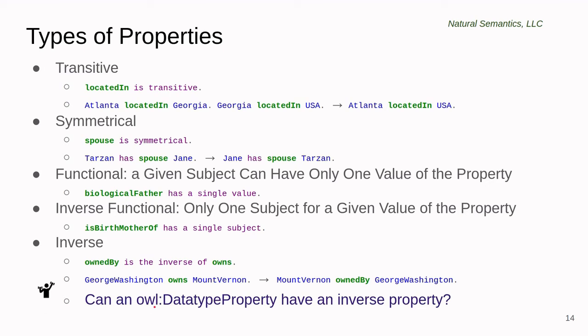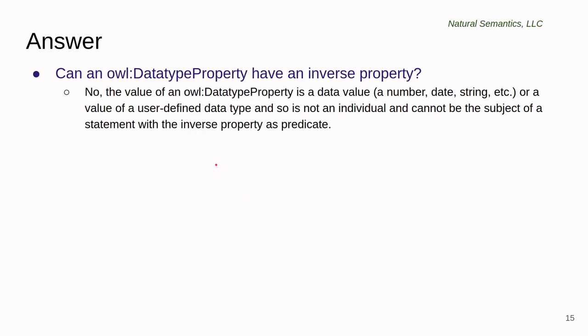Question: can an AL data type property have an inverse property? The answer to that question is no, because the value of an AL data type property is a data value, a number, a data string, any kind of data type value. And a data type value cannot be a subject in AL. Therefore there cannot be an inverse property, because that data property value cannot be the subject of another expression. So no, a data type property cannot have an inverse property.